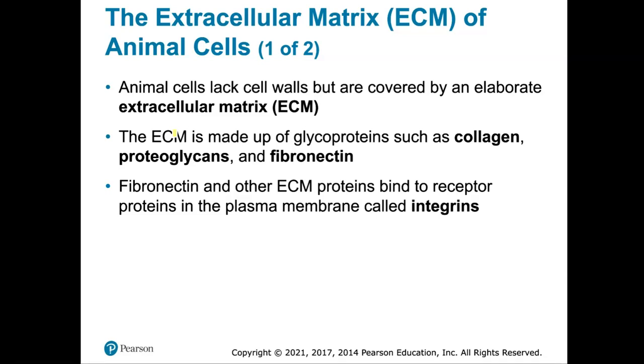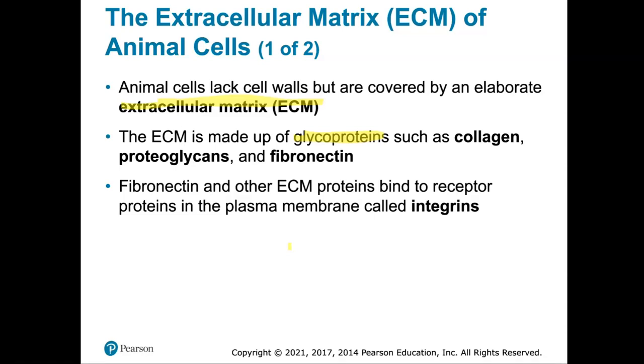And then organisms that are multicellular and have tissues sometimes have their cells surrounded by tissue called extracellular matrix. An extracellular matrix is made up of glycoproteins, such as collagen, proteoglycans, and fibronectin. So the extracellular matrix is made up of glycoproteins and sometimes other substances that surround those glycoproteins.